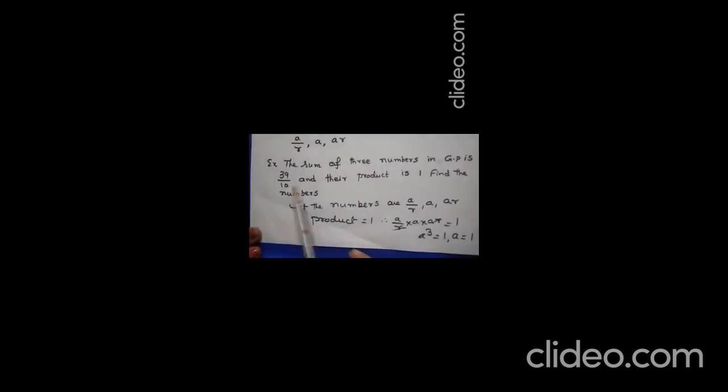Now here, another one: if 3 consecutive numbers are given, suppose in the question the product of 3 consecutive numbers of a GP is given, you have to take the terms as a by r, a, ar. Then you can solve the question easily. Example, the sum of 3 numbers in GP is 39 by 10 and their product is 1. That means the consecutive 3 numbers. Find the numbers. Let the numbers be a by r, a, ar.